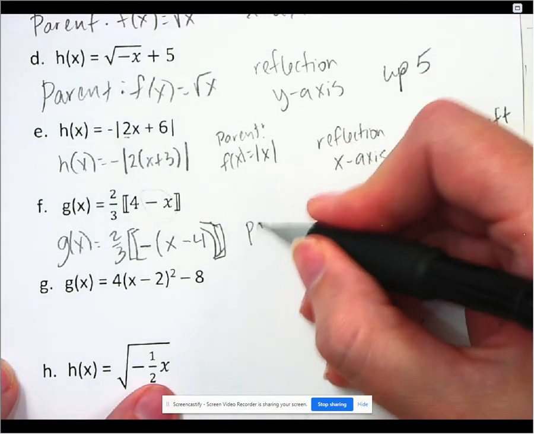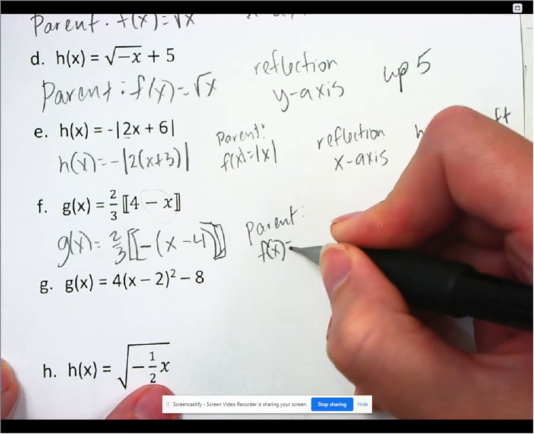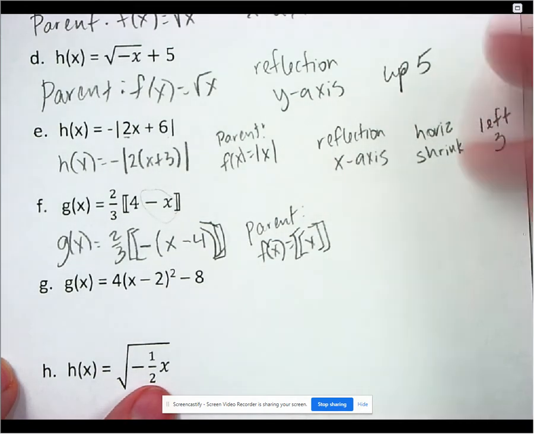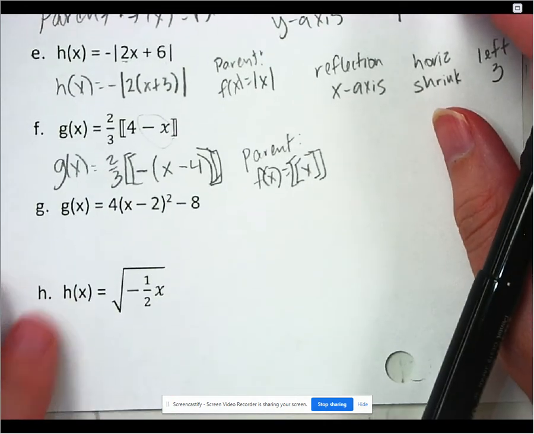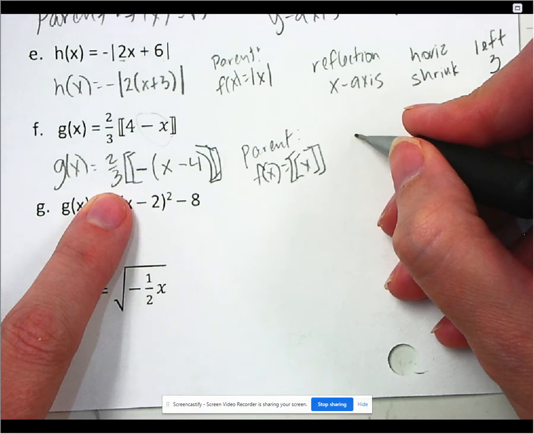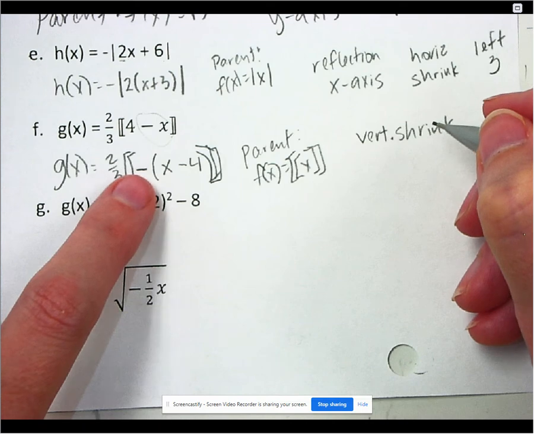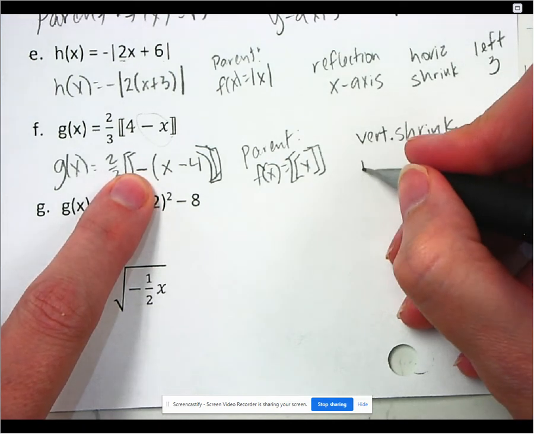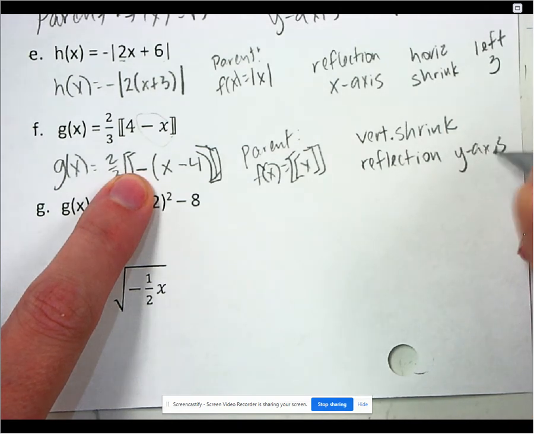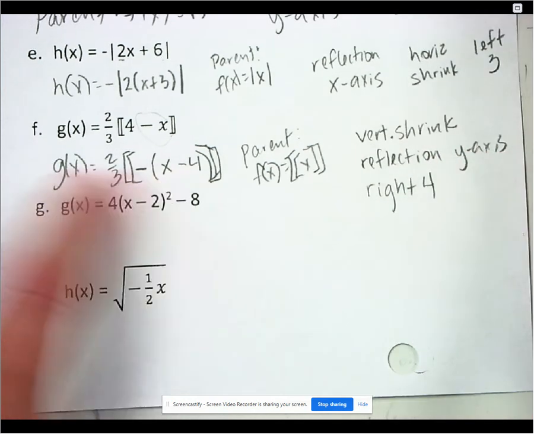All right, so our parent is going to be the greatest integer function. And then this one is going to have 3 transformations also. So we're multiplying by 2/3 on the outside. That's a vertical shrink. We have this negative on the inside, or the yin side. That's going to be reflection on the y. And then a -4 on the inside is going to be right 4.